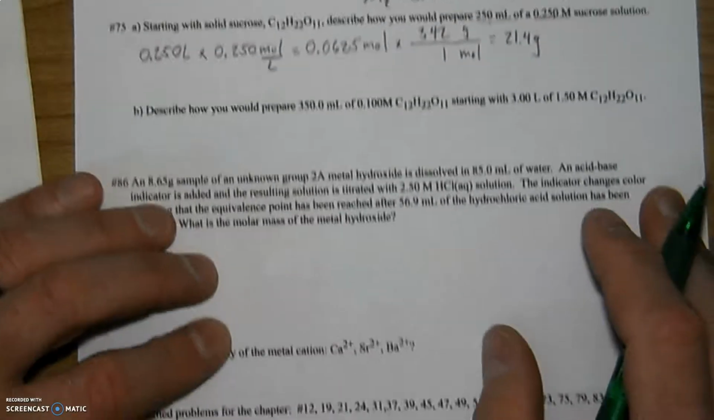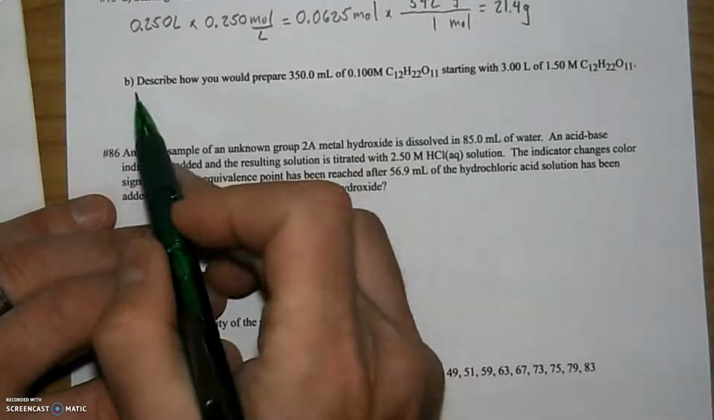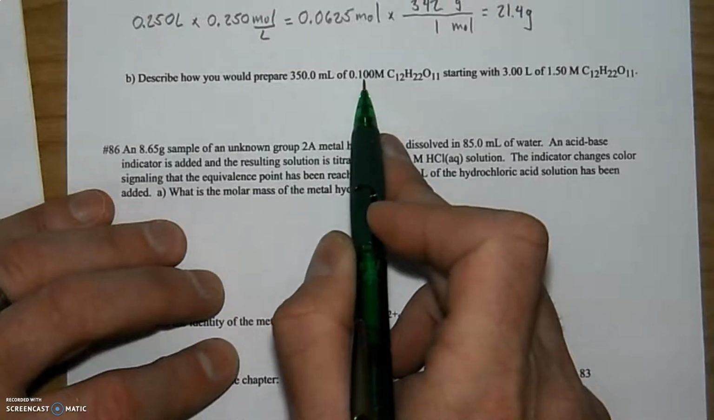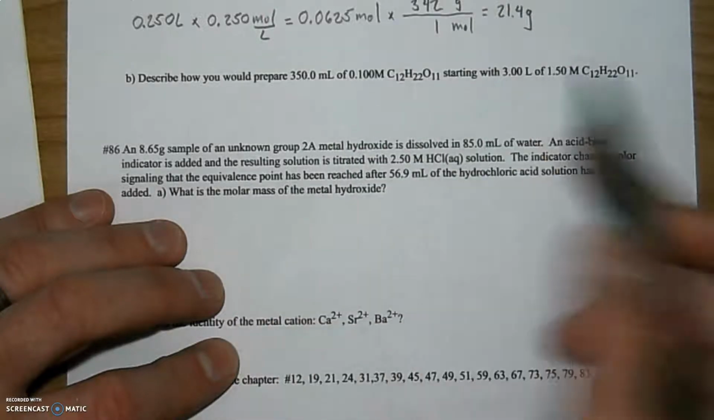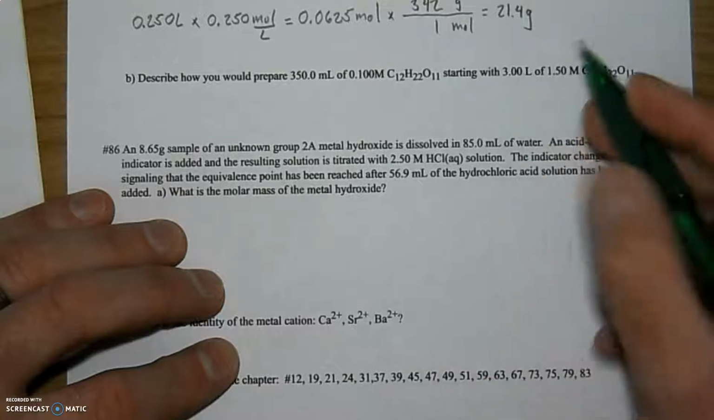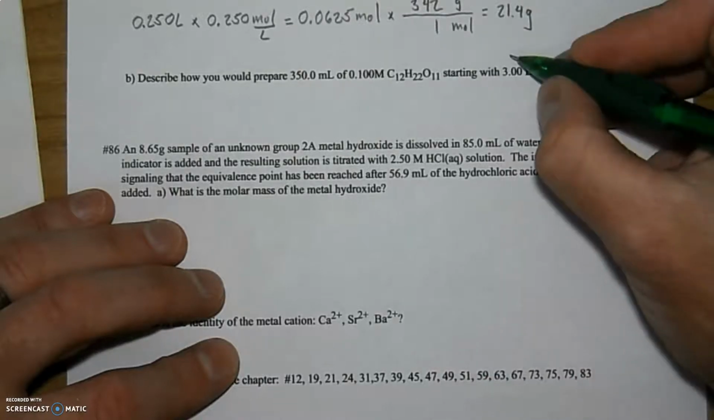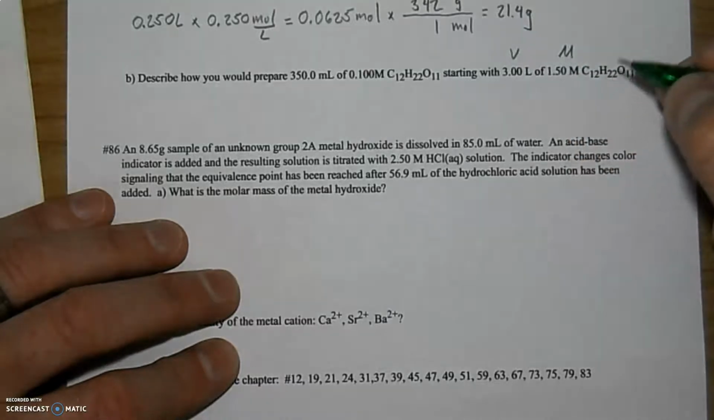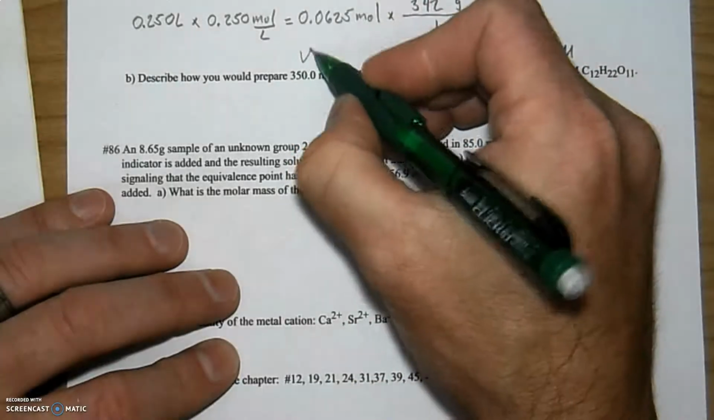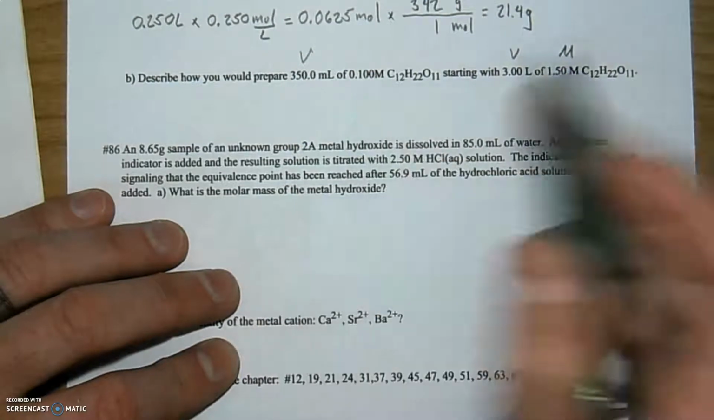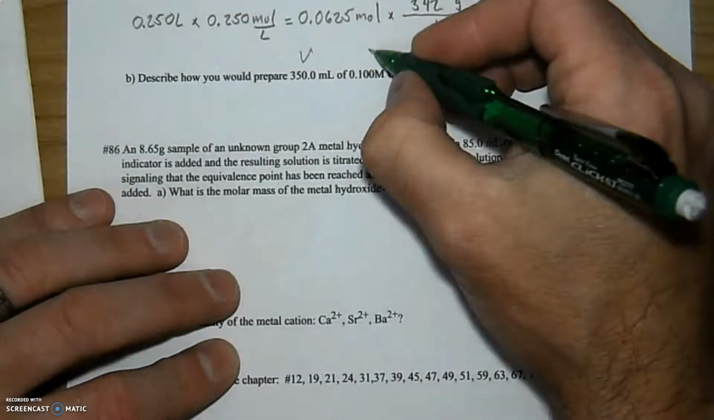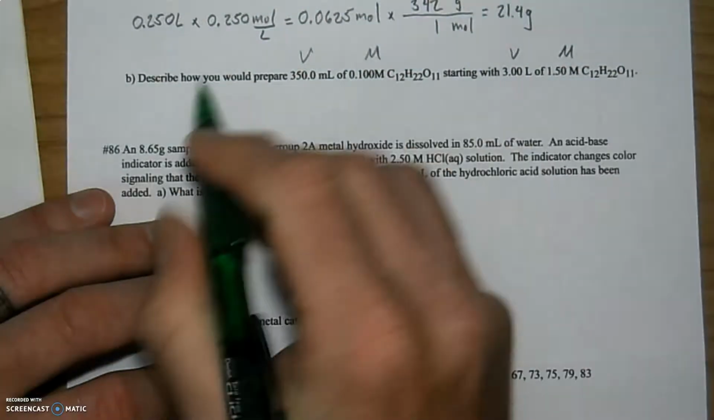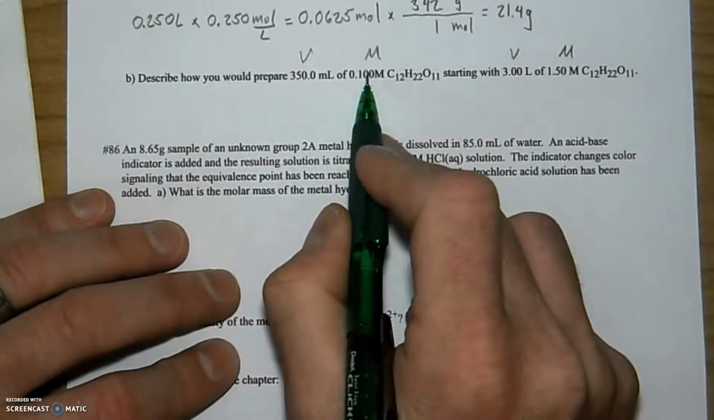Okay, now that I have that, describe how you would prepare 350 mils of that concentration, starting with, this is just like the problems we were doing. So these two match up. This is a volume, this is a molarity. And looking at the other problem, I have a volume, how I would prepare of that concentration. Molarity. So one of these, describe how you prepare this of this.